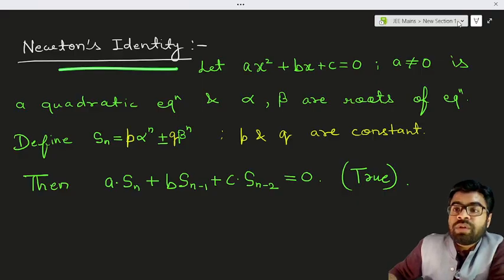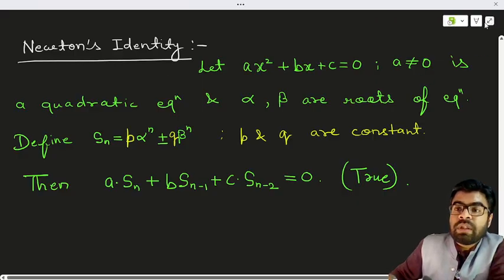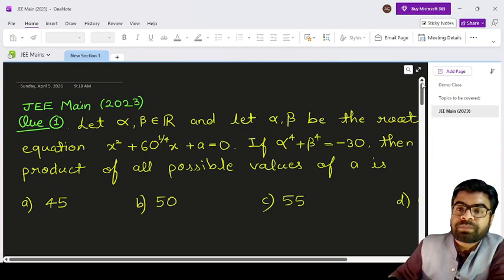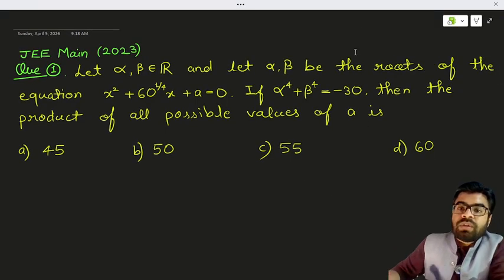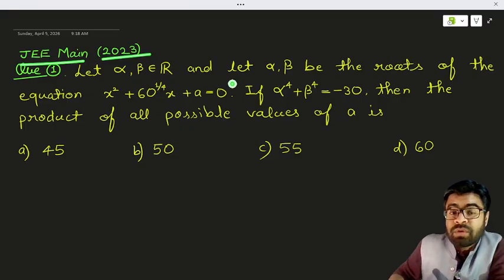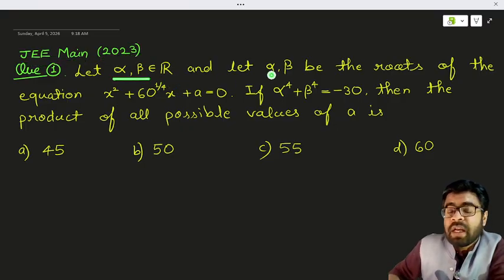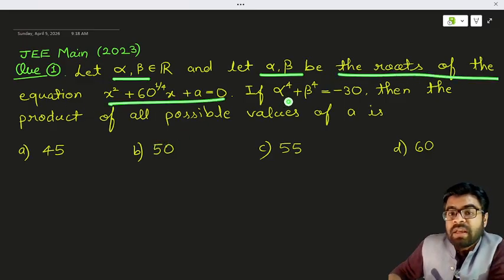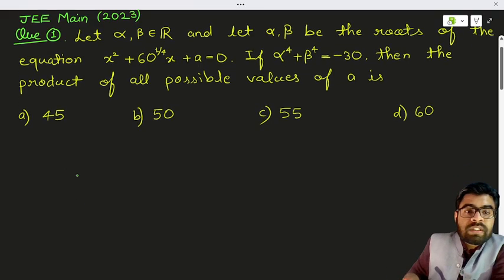Now we will solve the PYQs on the basis of these concepts. So let's see question number 1. Okay. So this question has been asked in JEE Main 2023 examination. In this question it is given that alpha, beta are real numbers and let alpha, beta be the roots of the equation, this. Okay, so whatever the equation we have, let's see the equation solution.